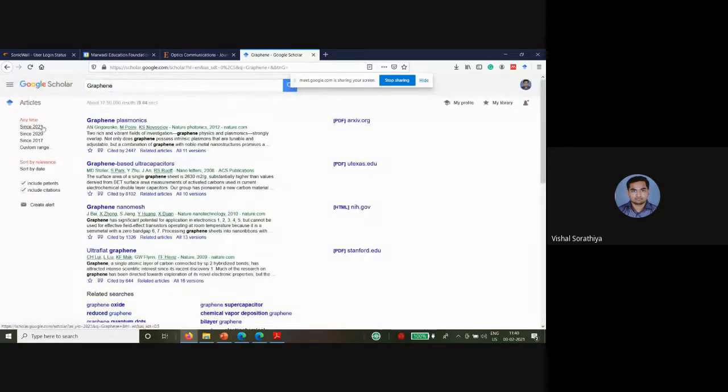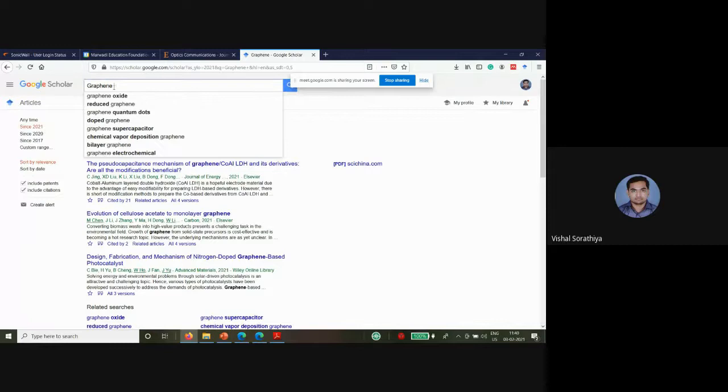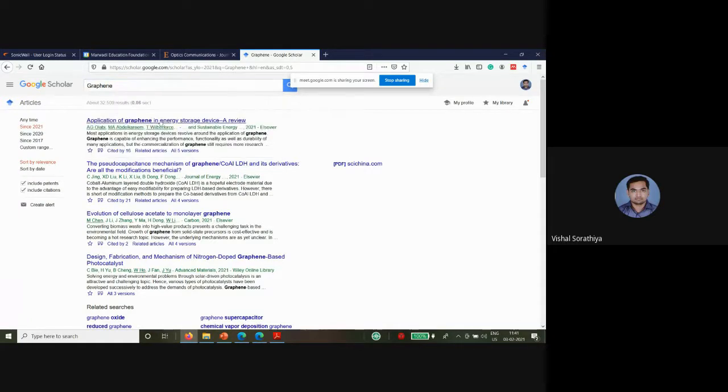You can also filter it, like pressing since 2021. So you get the latest results, where graphene is mentioned in the title, manuscript, or abstract, directly available from this website. You can go through one paper at a time and check what is inside it about graphene.